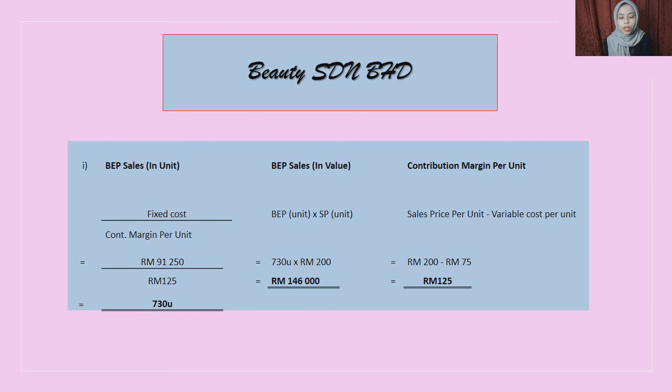So the BEP unit is 730 units times the selling price, which is 200, and we get a total of 146,000 ringgit. That will be the answer for the break-even point in value and units.